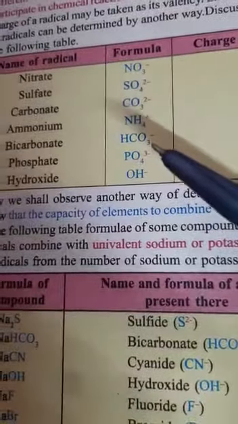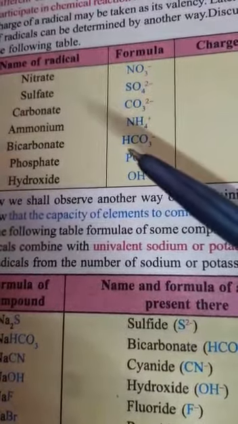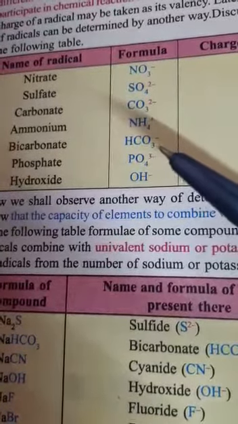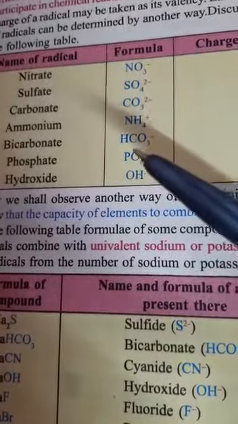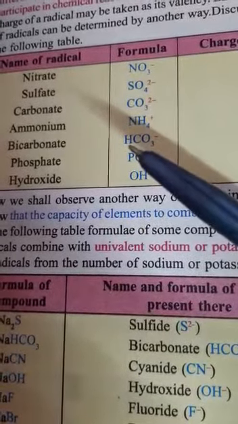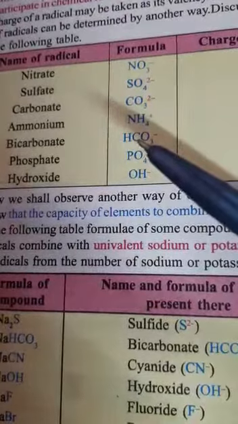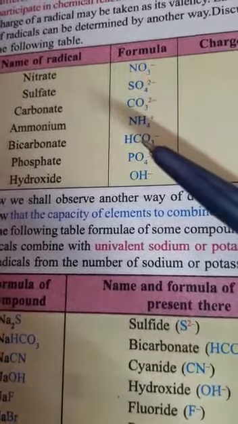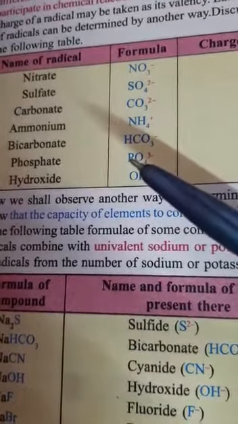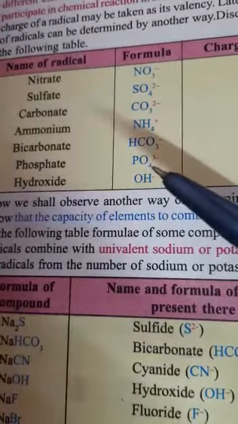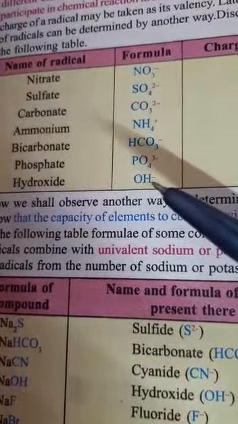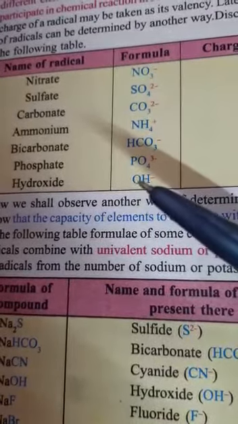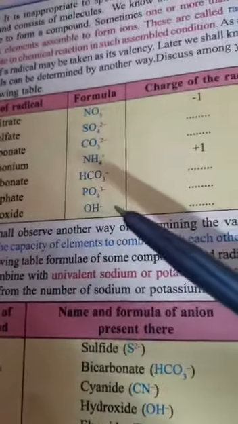HCO3, that is bicarbonate. Bicarbonate radical, the formula of bicarbonate radical is HCO3 minus. And here is a hydrogen, here is a carbon and 3 oxygens. They together form this radical, and phosphate, 1 phosphorus and 4 oxygen atoms, and in case of hydroxyl, 1 oxygen and 1 hydrogen.